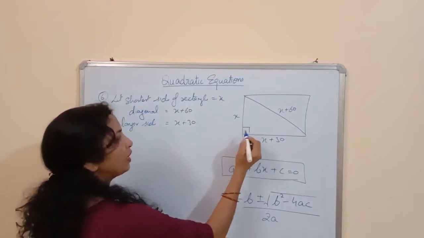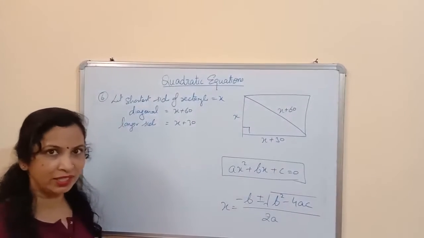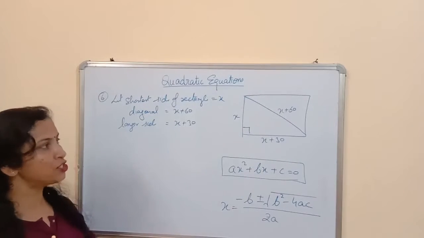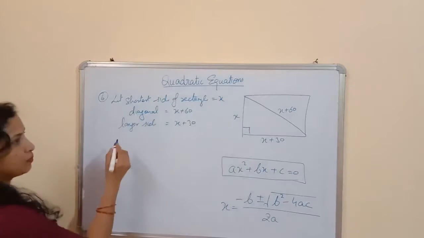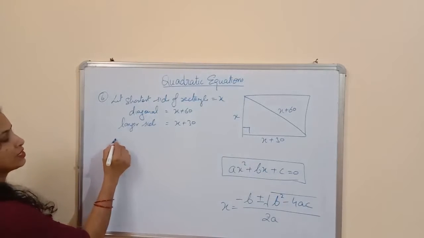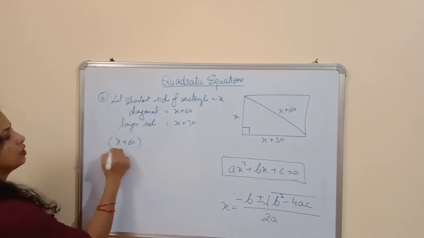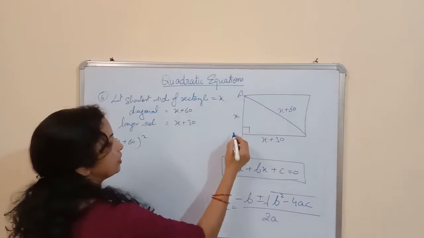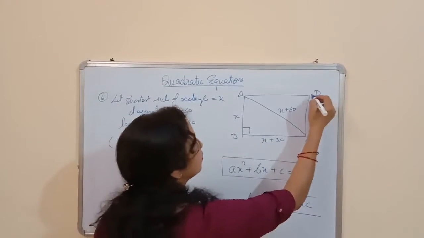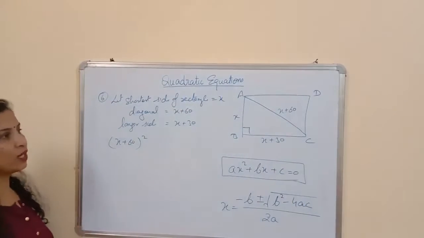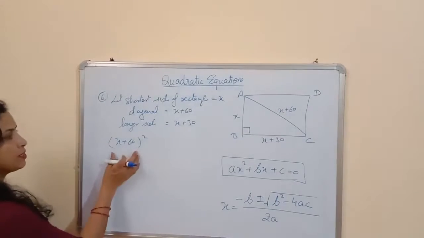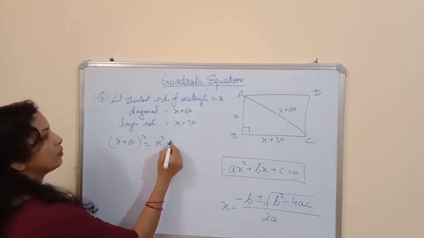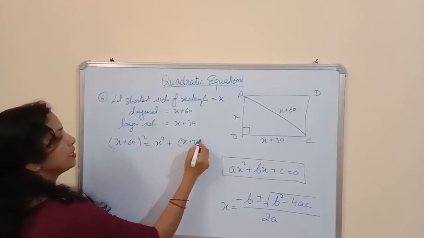Now we know that a rectangle has angles of 90 degrees, and in a right angle triangle we can apply the Pythagoras theorem. You can also write ABCD here for your comfort. So AC square is equal to AB square plus BC square according to the Pythagoras theorem. So (x plus 60) square is equal to x square plus (x plus 30) square.